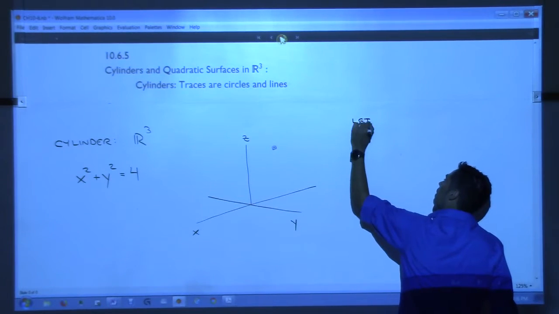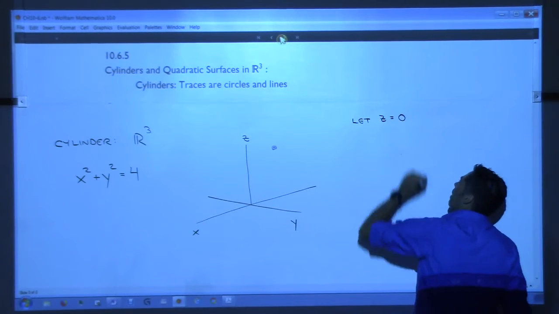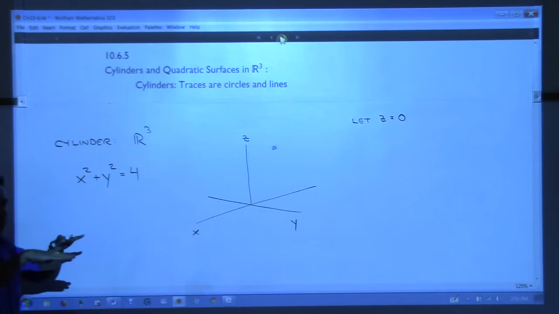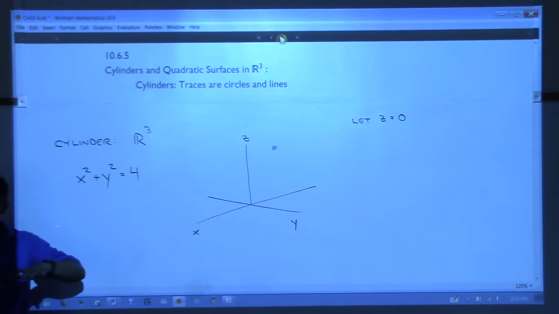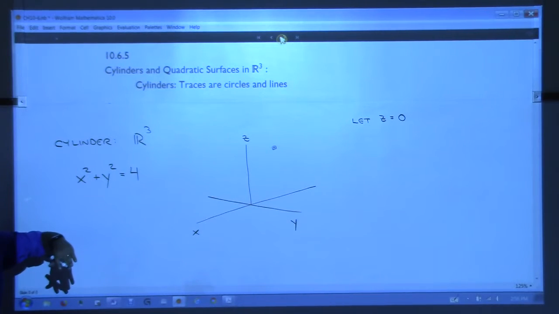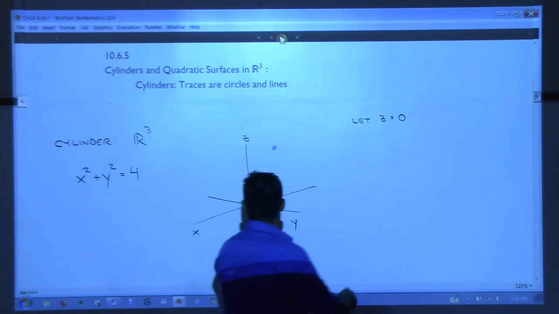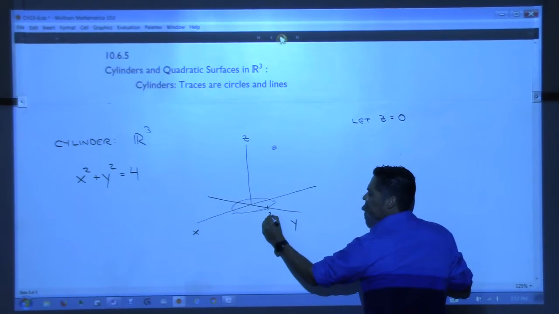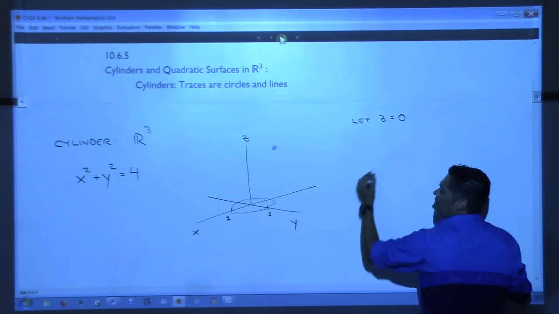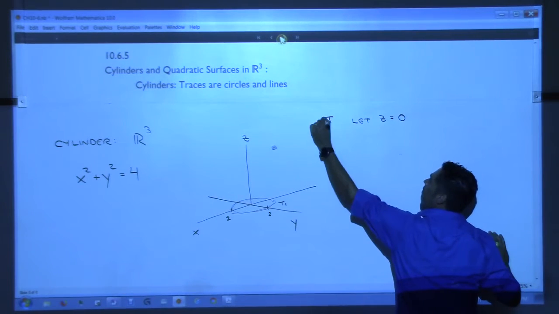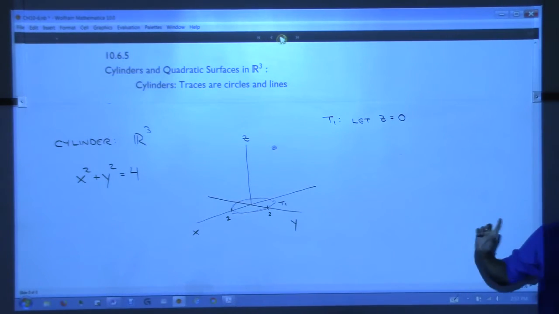Let z be 0. Okay, well, wait a minute. Hold on. z's not in here, is it? z's not even in here. But what I'm saying is, if I fix z to be 0, doesn't that put me on the ground, on the xy plane? So if z is 0, then draw me what this is. It's going to be a circle of radius 2 in the xy plane. So I have a circle on the ground here, radius 2, and I'm going to call this T1, my first trace. So far that's what I know it looks like.